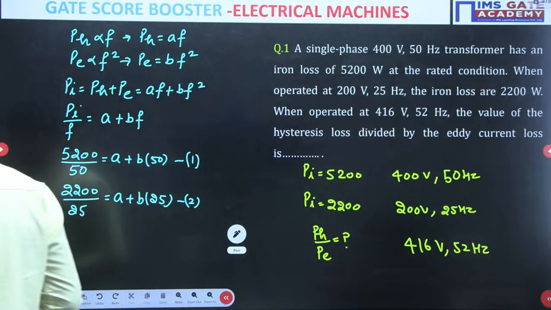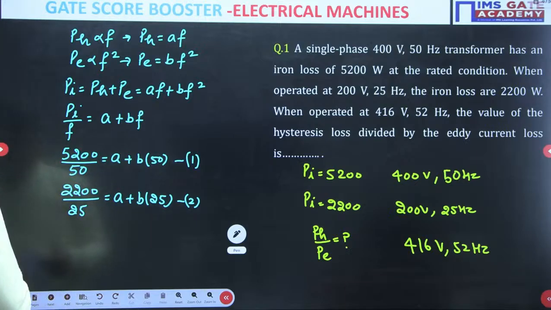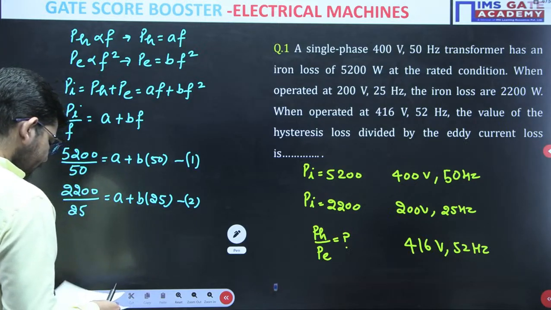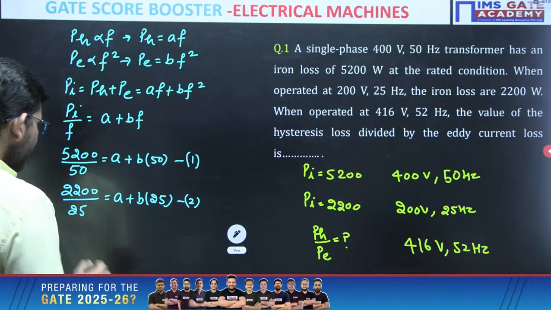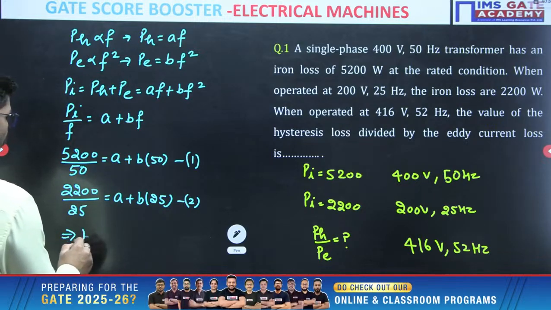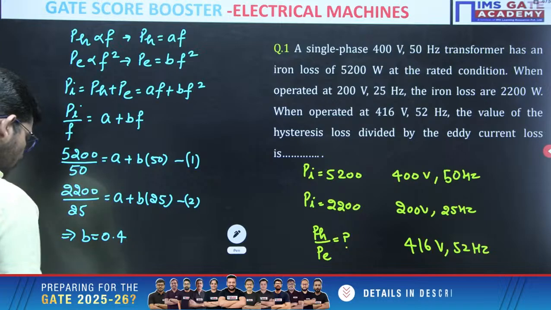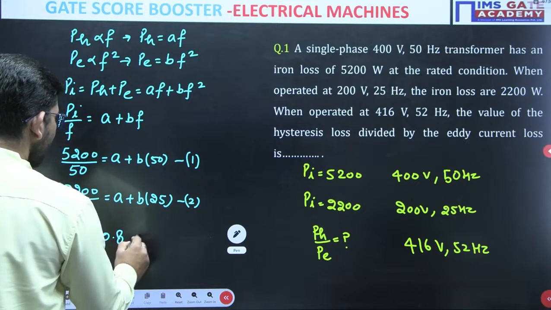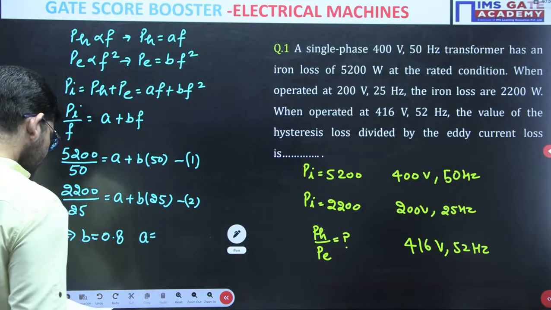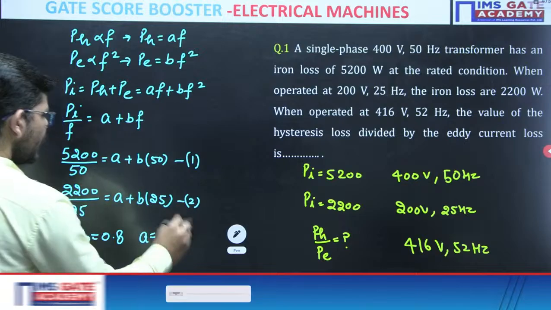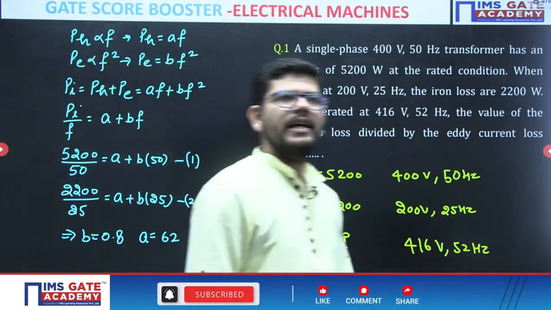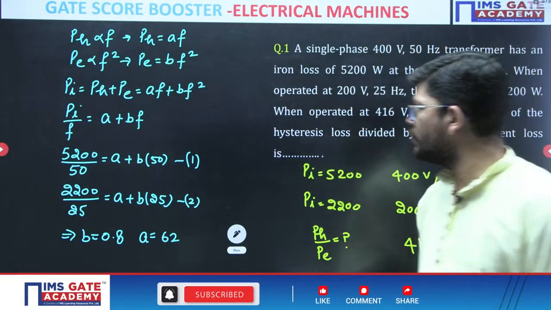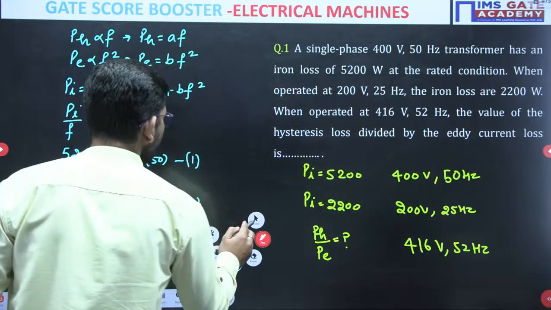When you solve these two equations, the B is coming 0.8 and the A value is 62, correct. B is 0.8 and the A value is 62, right. You may verify this answer.